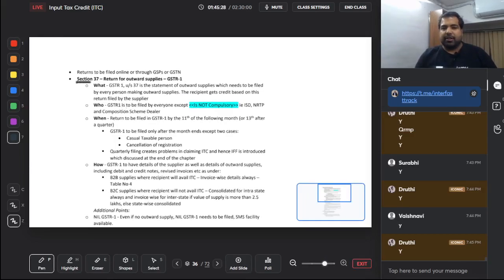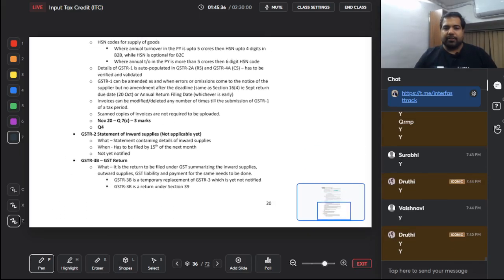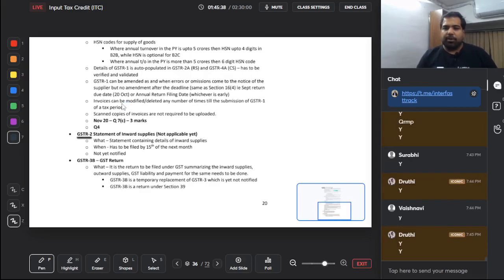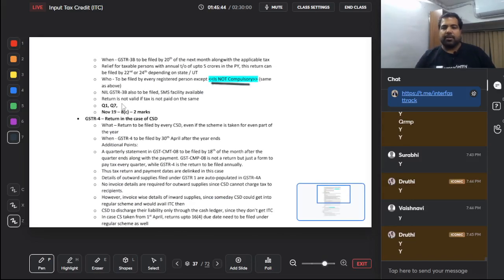Next, guys, GSTR section 37, GSTR 1. Do you know what is not compulsory? What is this shortcut? Yes. GSTR 2 has not been notified. GSTR 3B is the normal return, section 39, again is not compulsory.